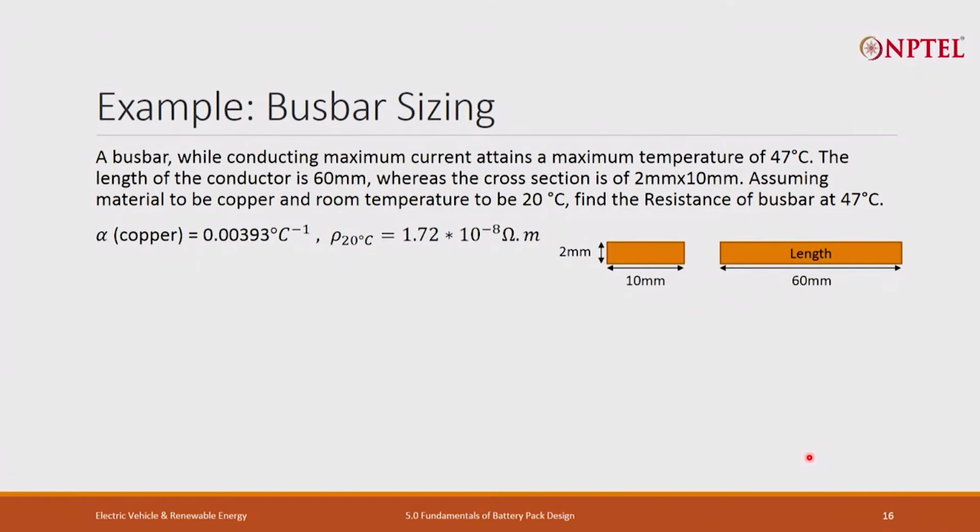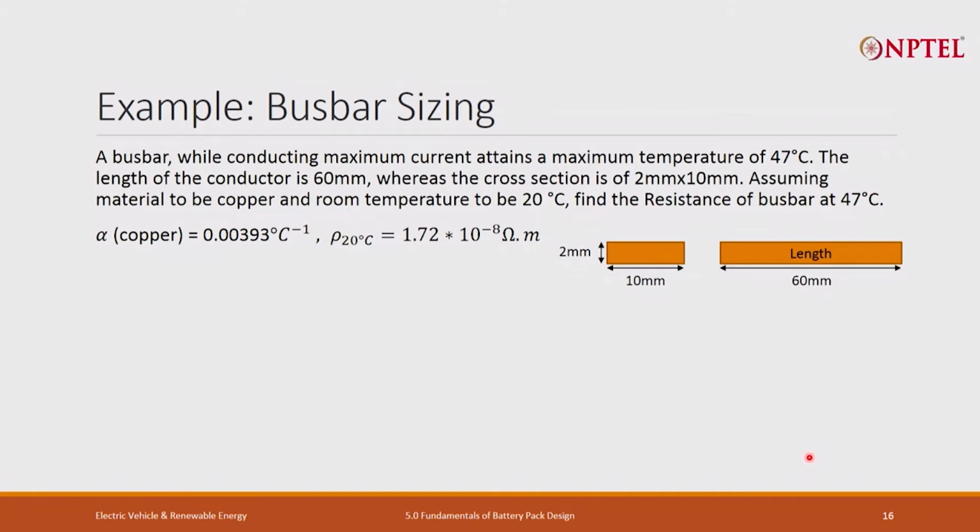Let us go for example here. A bus bar, while conducting maximum current, attains a maximum temperature of 47 degree centigrade. Now, what you require, the length of conductor is fixed, because I know where my first cell, where my second cell is, and if both the cells have to be connected, what should be the length? The length is fixed, and that is nothing but 60 mm.